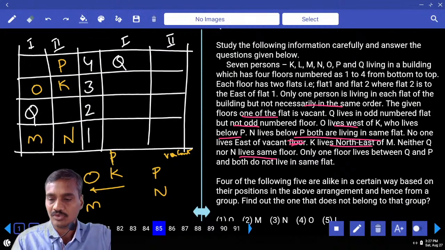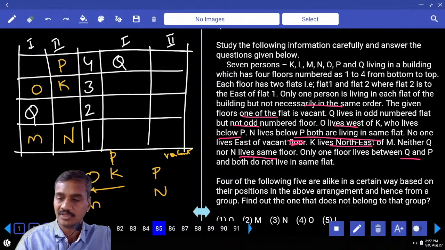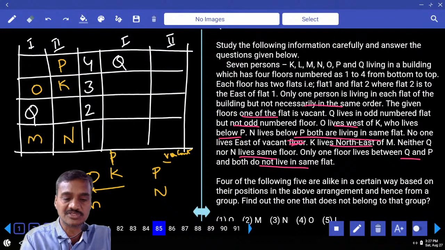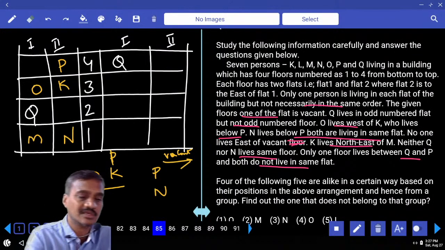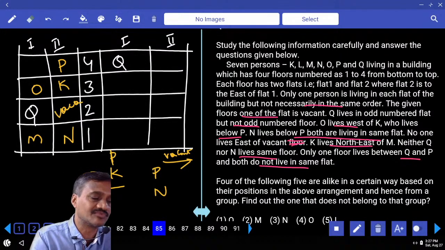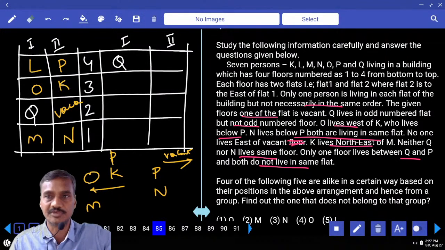If N is here, only one floor between Q and P, and they do not live in the same flat. And none of the persons live to the east of the vacant. Hence where is vacant? Vacant is here. Now vacant is here. Who is the person left over? L is the person left over.